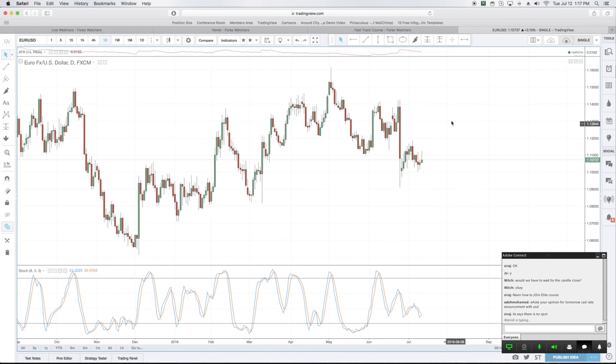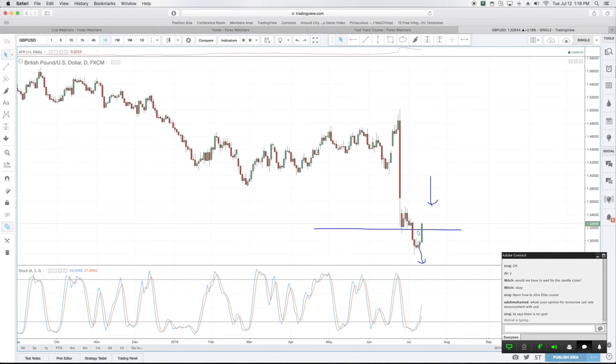Back to Euro USD. Okay, so we were going to pound dollar now. Let's take a look at pound dollar. Okay, I'm going to give you guys one. Let's go through some examples quicker now, and you guys tell me divergence or not. Divergence or not, okay? So here.